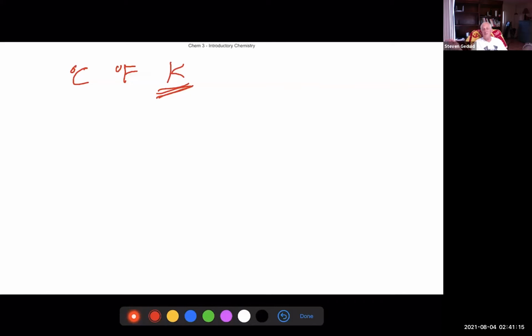You could have negative centigrade. You have negative Fahrenheit. Minus 32 degrees is freezing. But you can never, never have negative Kelvin. And Kelvin never has a degree sign on it. Okay? So you can convert from centigrade to Fahrenheit to Kelvin.